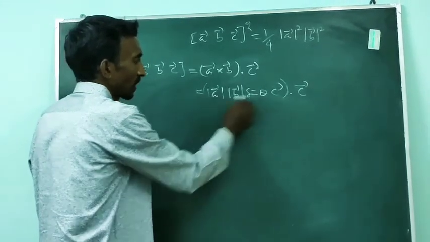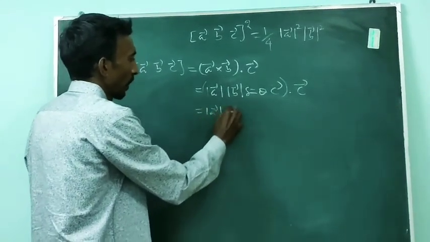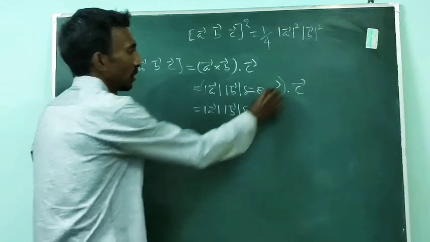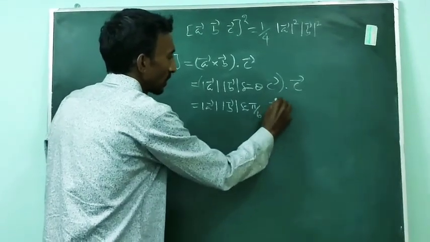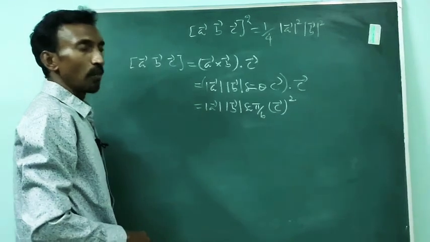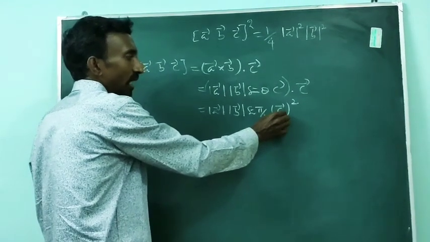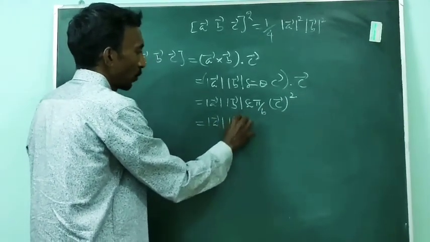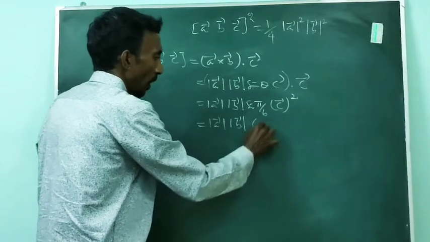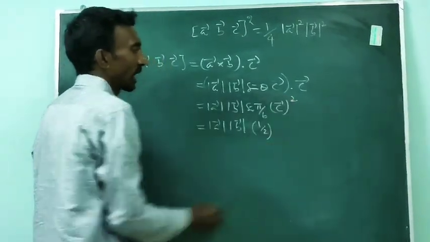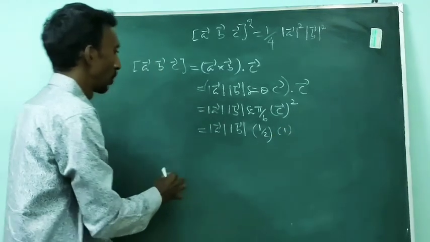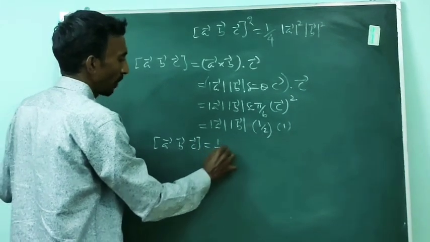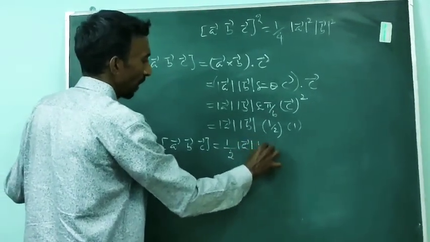Here magnitude of a and magnitude of b are scalar quantities, sin of the given angle 30 degrees. Again c dot c is magnitude of c vector square, and since it is a unit vector the value is 1. So magnitude of a, magnitude of b into sin 30, which is 1 by 2. So we get the box product ABC equal to 1 by 2 times magnitude of a into magnitude of b.